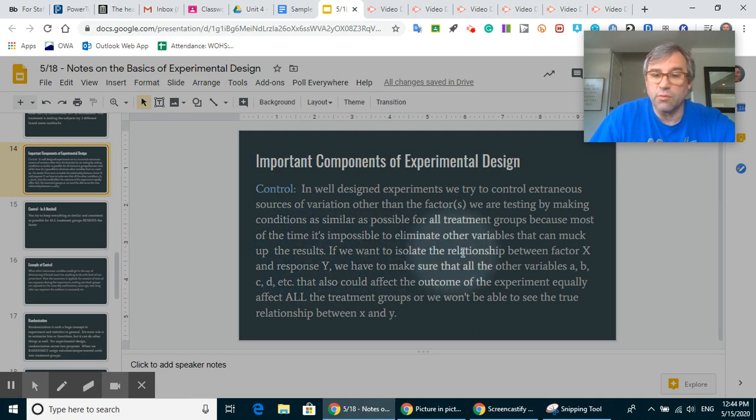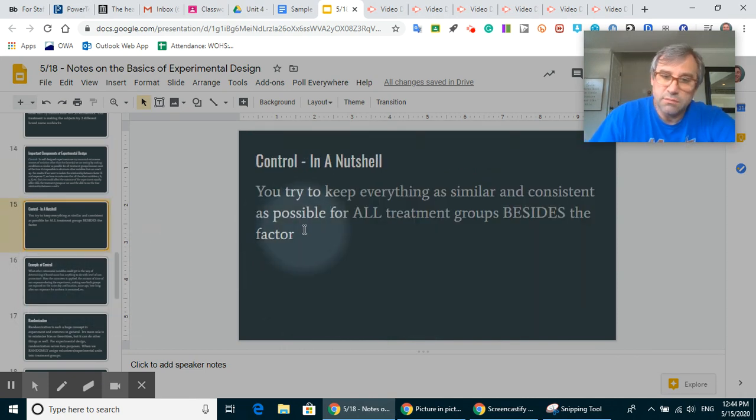So we want to isolate the relationship between our factor, which we call X, and a response, which we call Y. We're going to want to make sure that all the other variables, A, B, C, D, et cetera, that could affect the outcome of the experiment equally affect all the treatment groups, or we won't be able to see the true relationship between X and Y. We want them to all be the same. So in a nutshell, you try to keep everything as similar and consistent between all the treatment groups, besides the factor, which is the thing you're manipulating. That's really how it works.